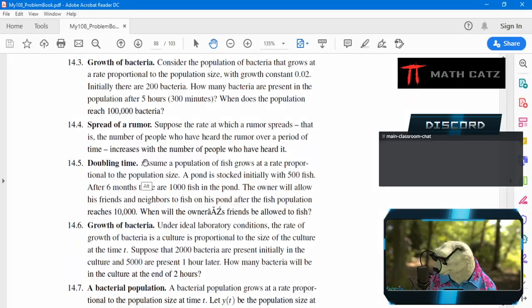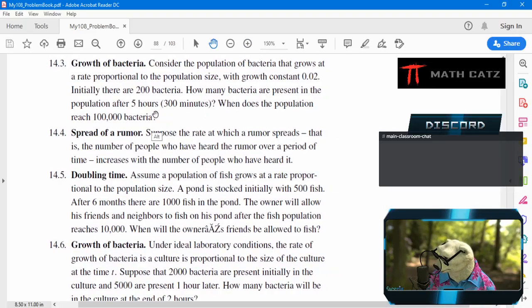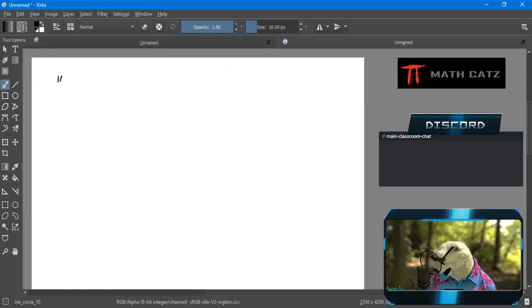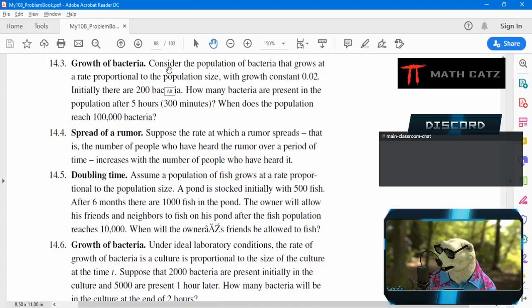And we'll see that there's a lot of similarity between these. Let's look at this first one, growth of bacteria, 14.3. Consider the population of bacteria that grows at a rate proportional to the population size. So that tells me that's the differential equation we're working with. The growth rate is proportional to the population size with a growth constant of 0.02.